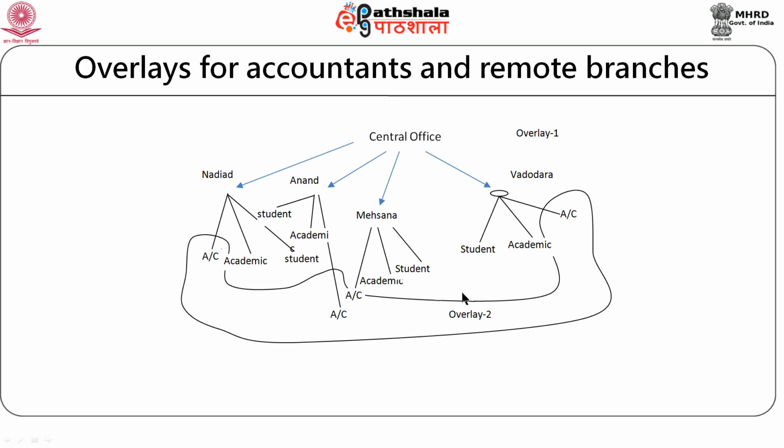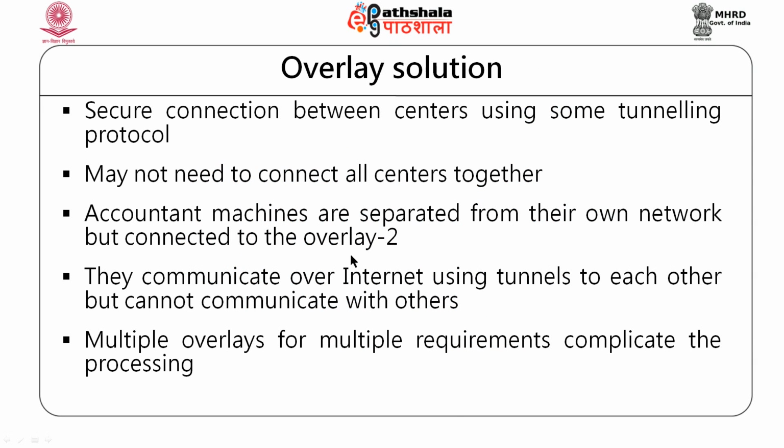That is done by something called overlay 2, and overlay 1 connects all of them together. In fact, there is an internet in between, but overlay 1 hides that from us. So, that is called overlays. Overlays can be quite useful. The advantage of overlay is you can have a secure connection between centers using some tunneling protocol.